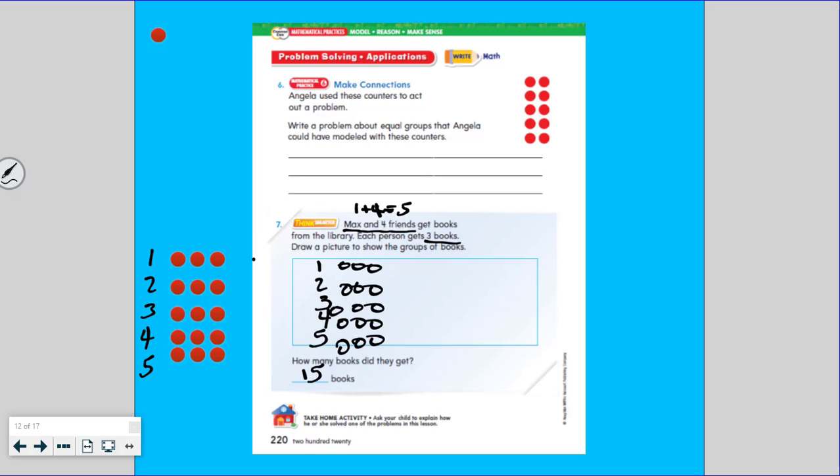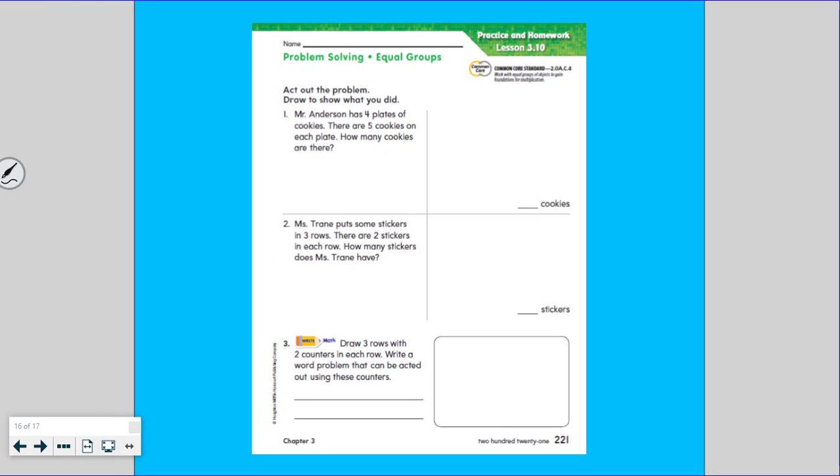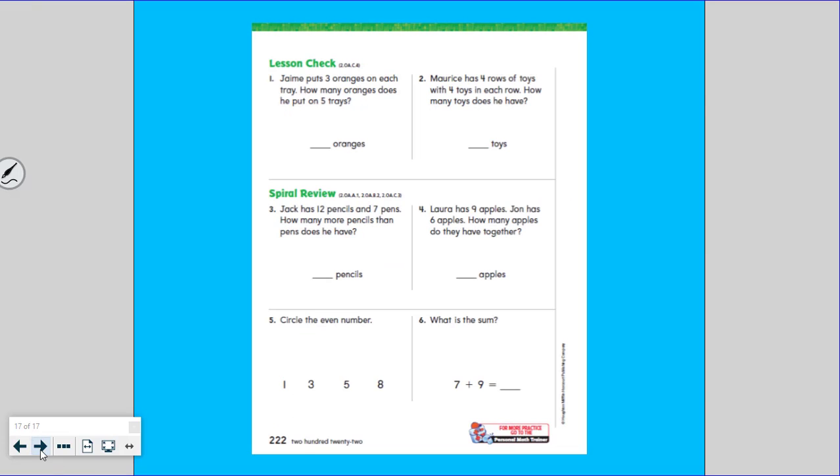All right, and then on to the homework pages. So you're going to do all of page 221, and make sure you show your work over here in the square, right? Show me how many rows for each one, and then you're going to do page 222. All right, good luck.